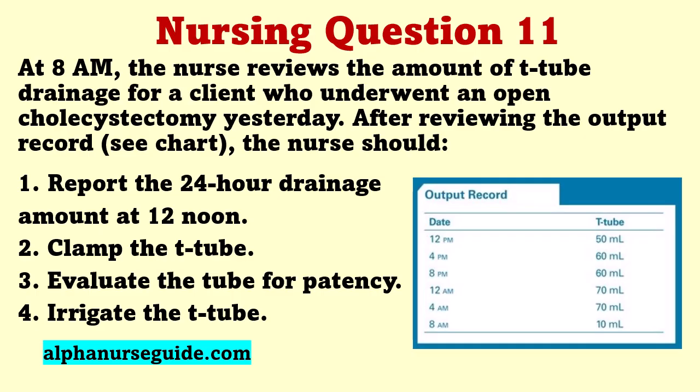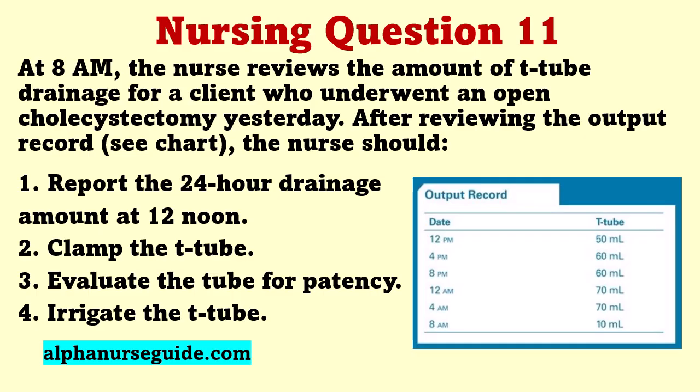At 8 a.m., the nurse reviews the amount of T-tube drainage for a client who underwent an open cholecystectomy yesterday. After reviewing the output record, the nurse should 1. Report the 24-hour drainage amount at 12 noon. 2. Clamp the T-tube. 3. Evaluate the tube for patency. 4. Irrigate the T-tube.